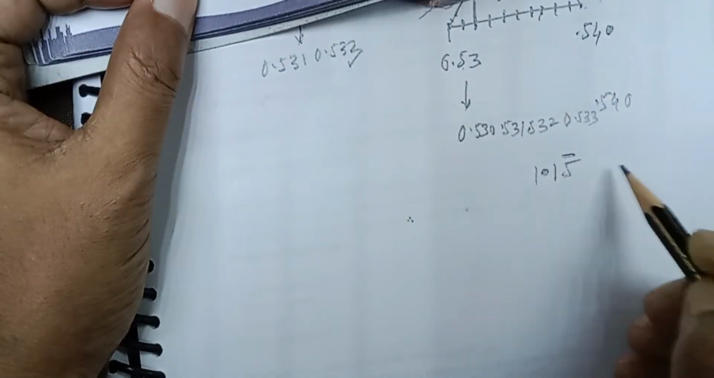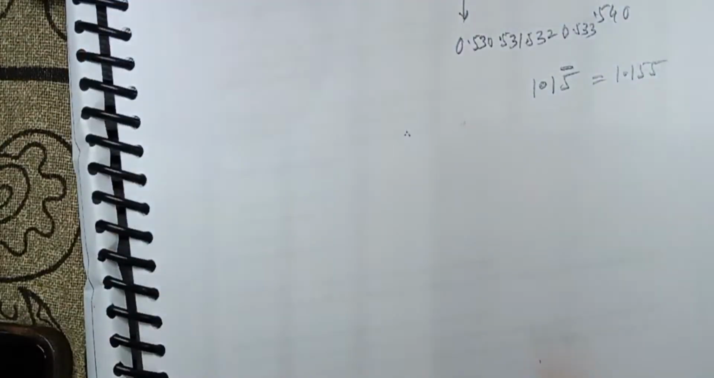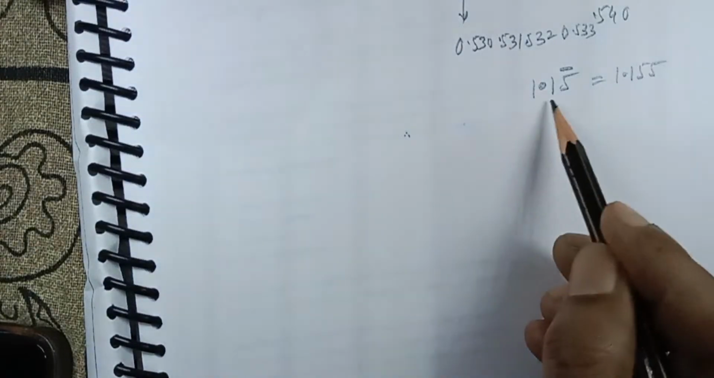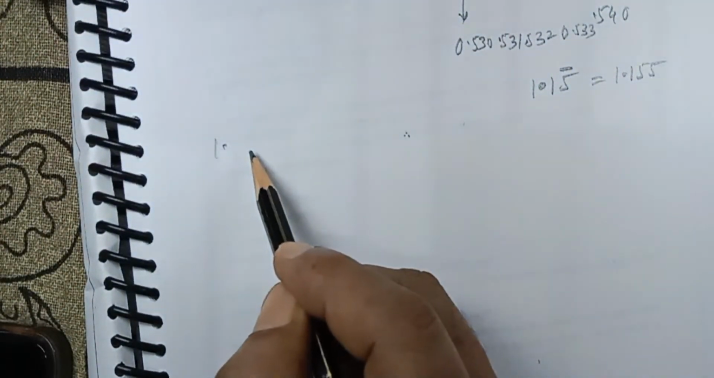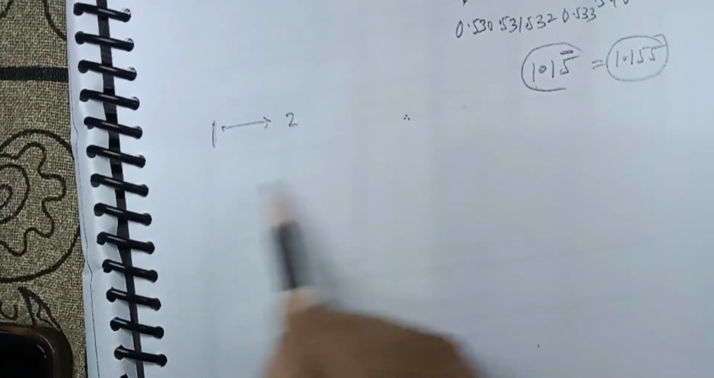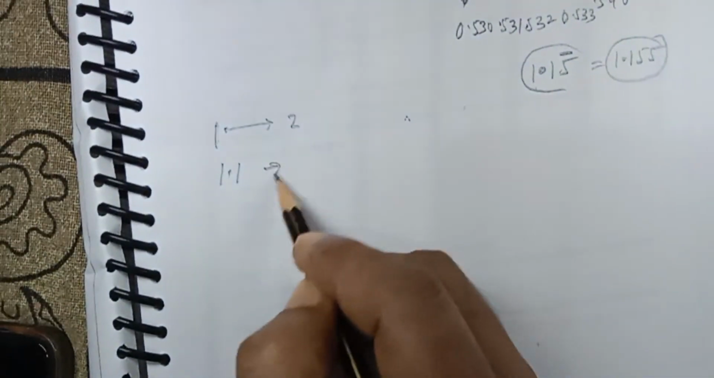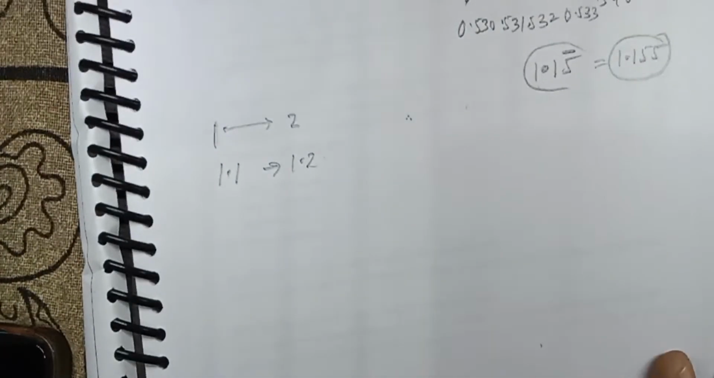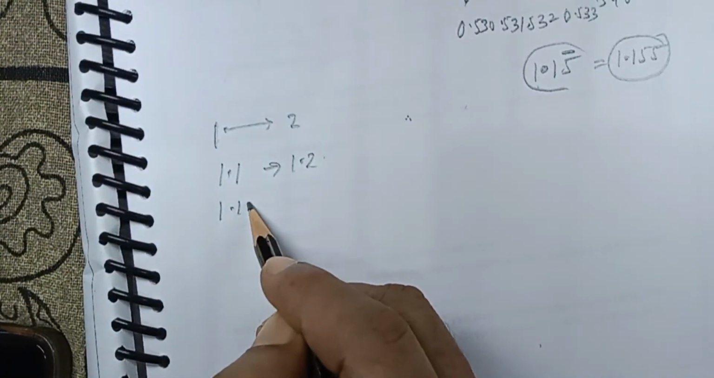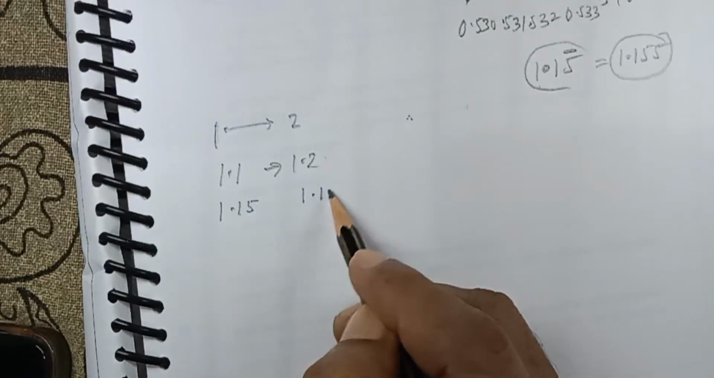1.15 bar, that means 1.155. Okay, like that. So first of all, step 1, this number belongs to 1 to 2, 1 digit. Again it belongs to 1.1 to 1.2. Again it belongs to 1.15 to 1.16.